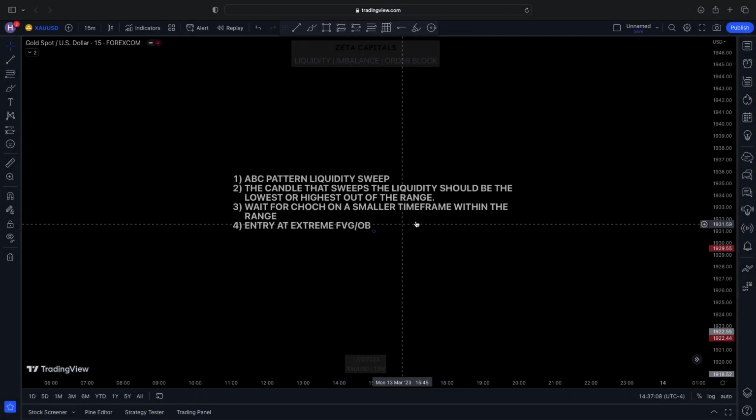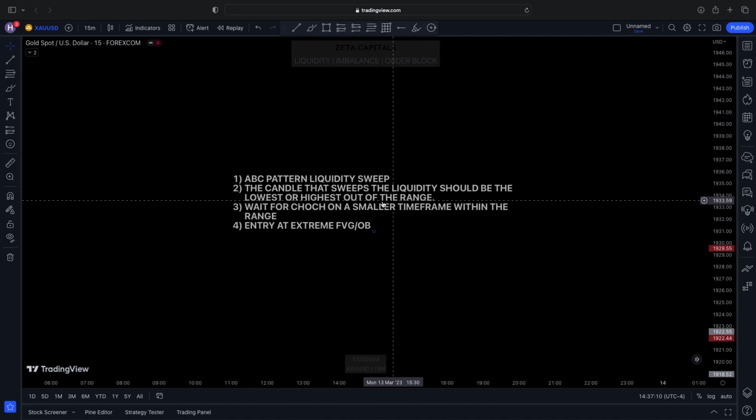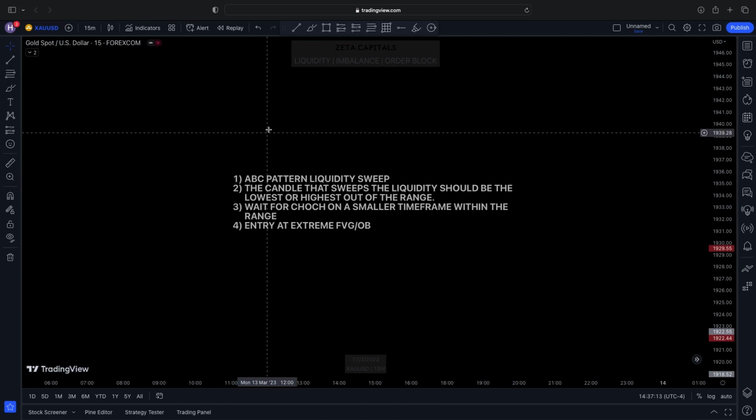So the third rule is to wait for the change of character on a smaller time frame within the range, okay.